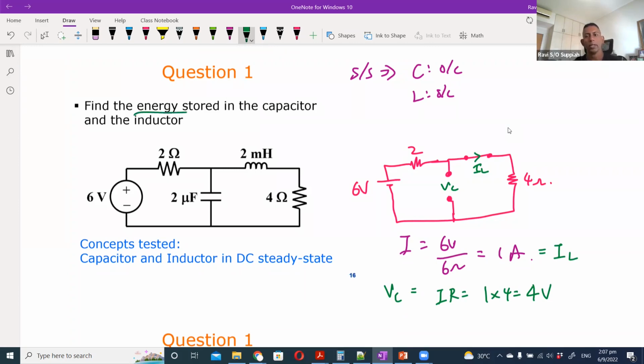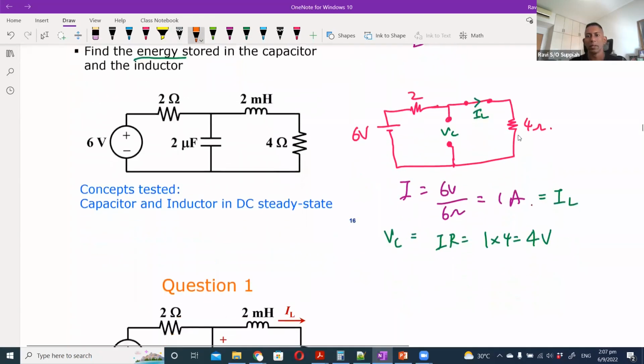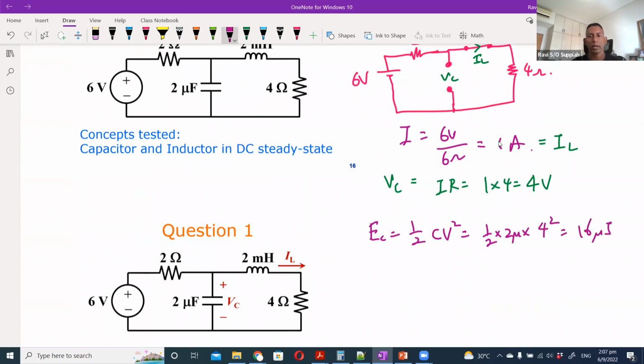Once I know VC and IL, I can compute the energy, because the energy formulas are related to these two parameters. For the capacitor, the energy stored is half CV squared, which is half times 2 micro times 4 squared, giving 16 microjoules. The energy in the inductor is half Li squared, which is half times 2 milli times 1 squared, which is 1 millijoule.